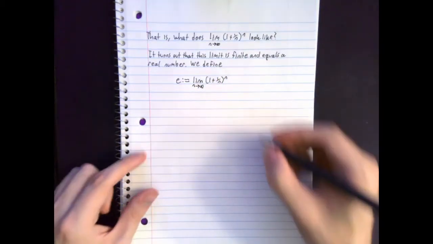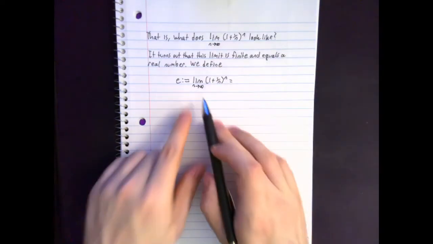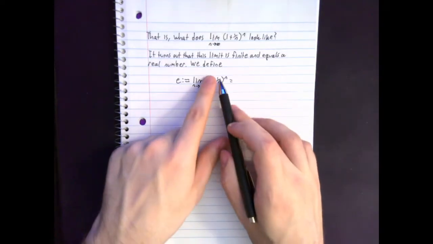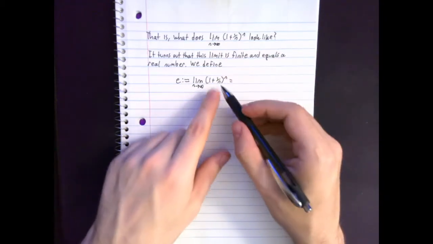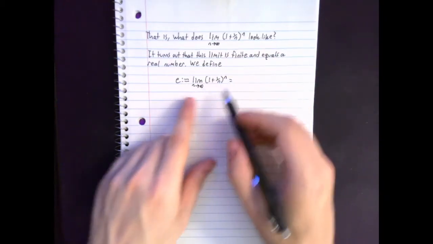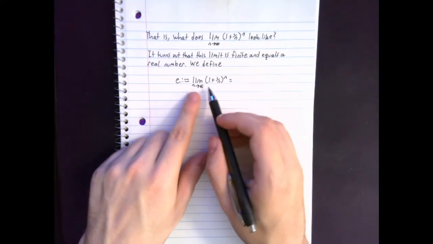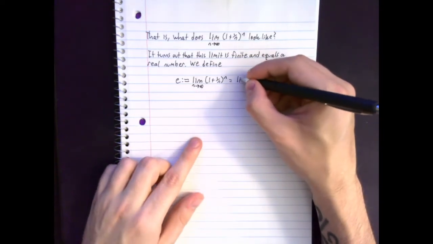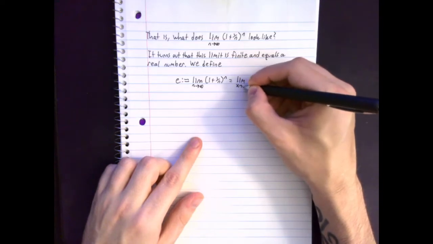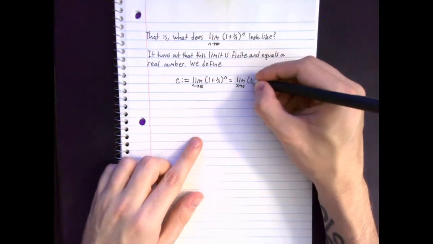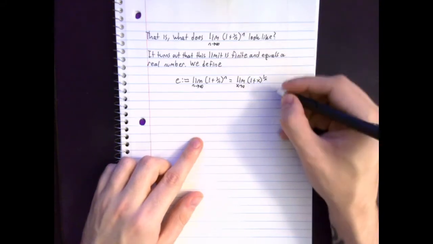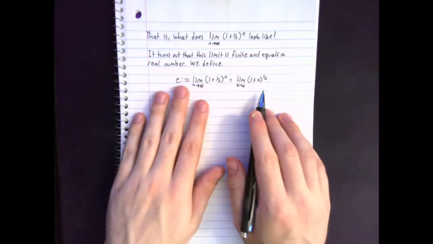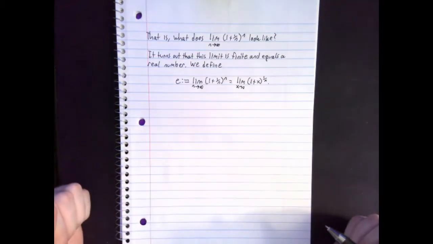And there's another way in which we can write this. As n goes to infinity, notice that 1 over n goes to 0. So I could also flip n and 1 over n and change this from n going to infinity to x going to 0. This is going to be (1 plus x) to the power of 1 over x. So these are the exact same limit, just two different ways of writing it.